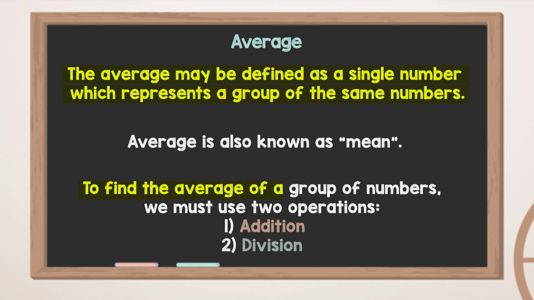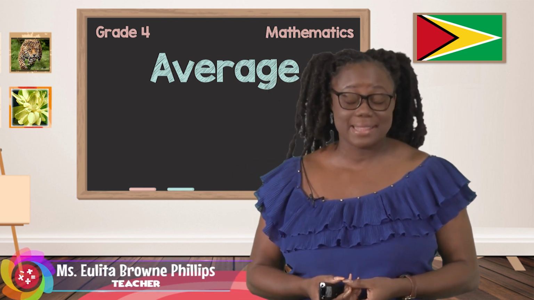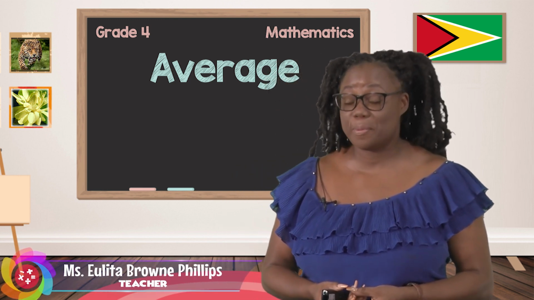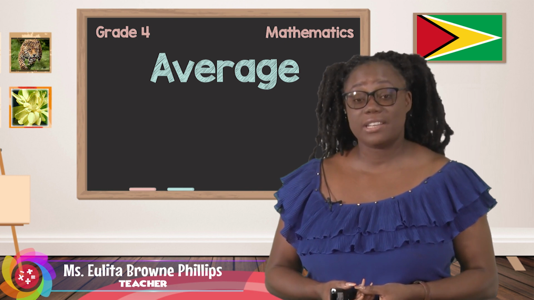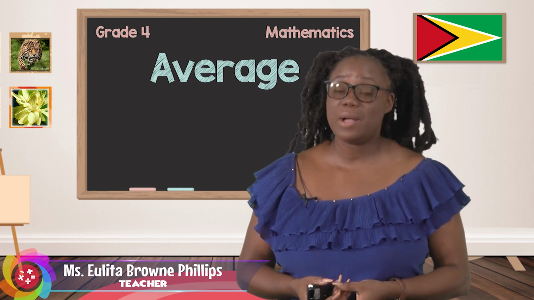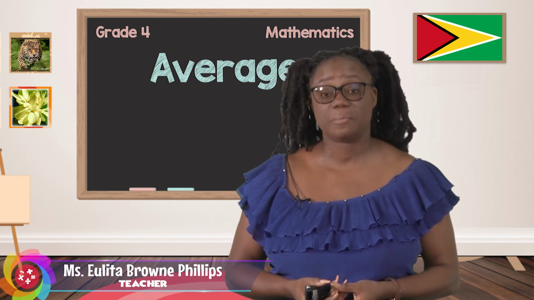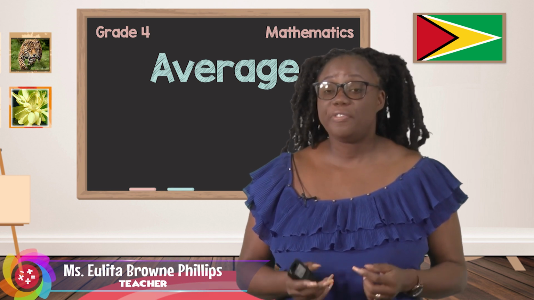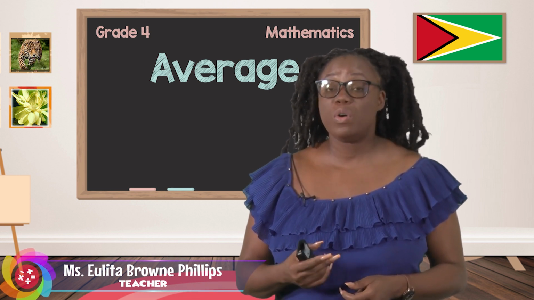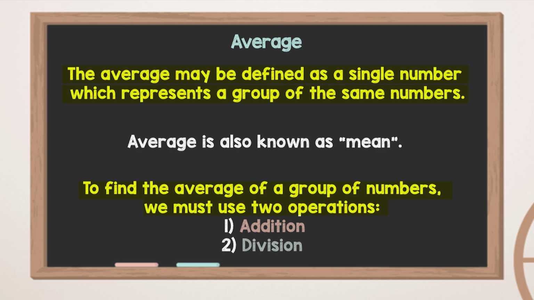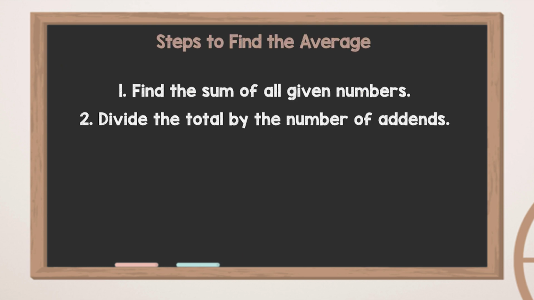To find the average of a group of numbers, we must use two operations. We know that in mathematics, there are four operations: addition, subtraction, multiplication, and division. However, to find the average, we will only utilize two of those operations, addition and division. Let's examine the steps to find the average.